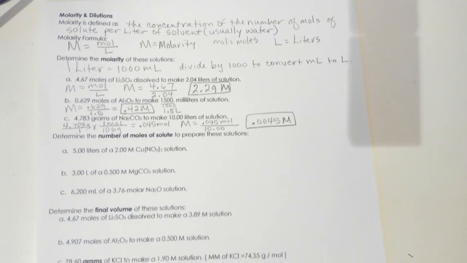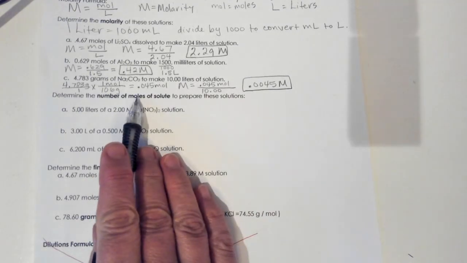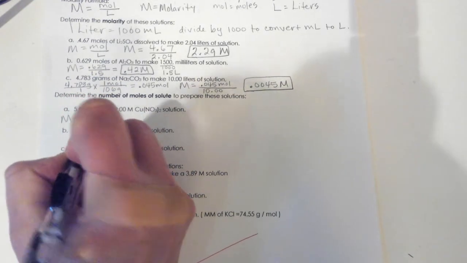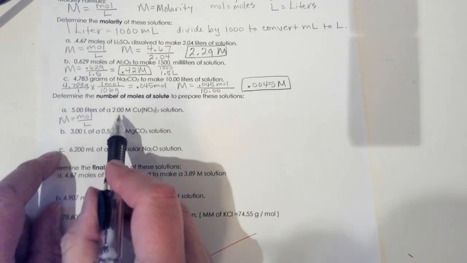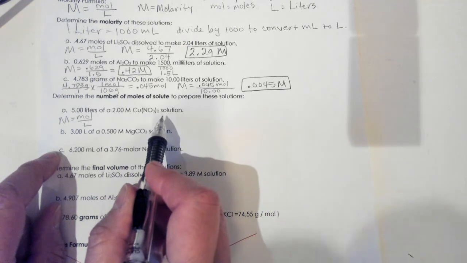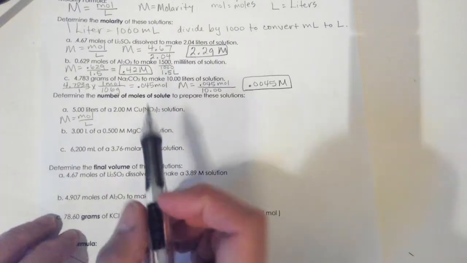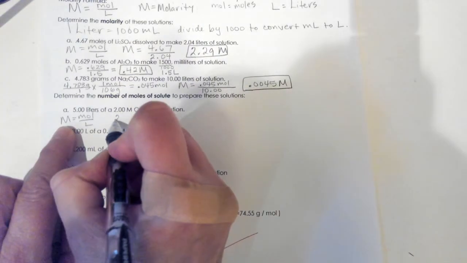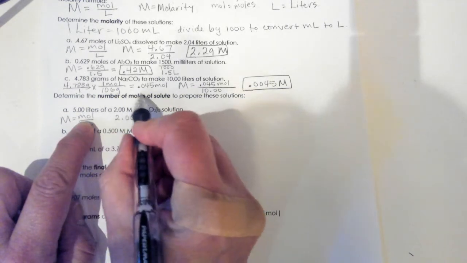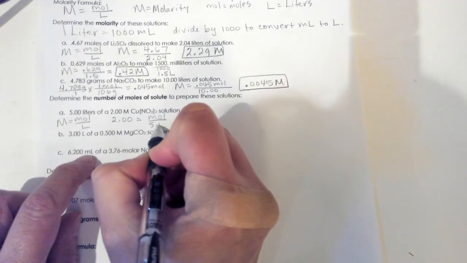All right, so now let's use the same formula, but this time we're going to solve for the number of moles. So we're solving for that numerator. So here again, I'm going to go ahead and write the formula. I'm given 5 liters of a 2 molar copper(II) nitrate solution. I don't know why that's dark now. There we go. And so I can fill in. I've got 2 as my molarity. I don't know moles, that's what I'm trying to solve. And I know my liters is 5.00.